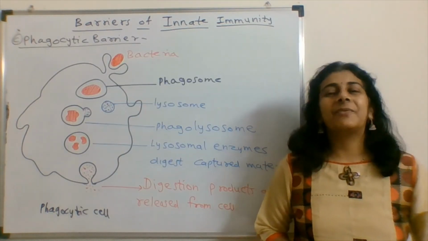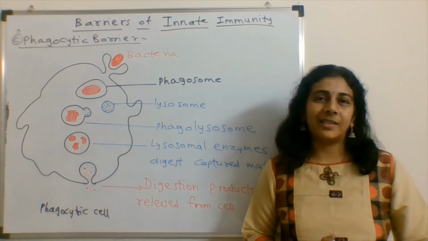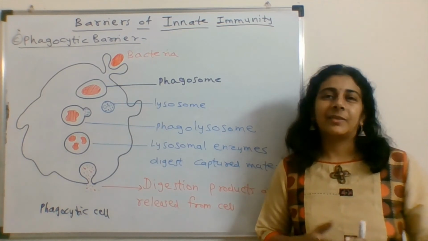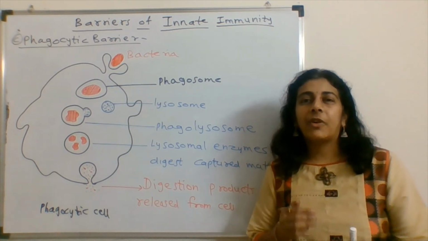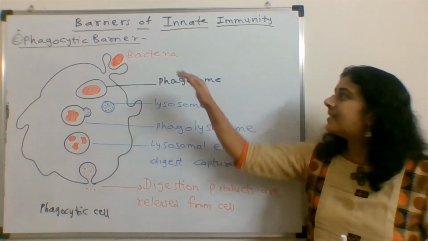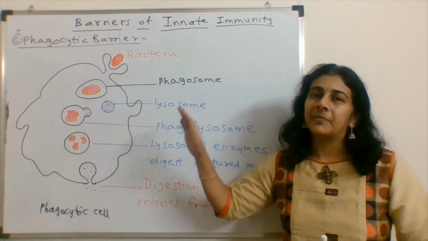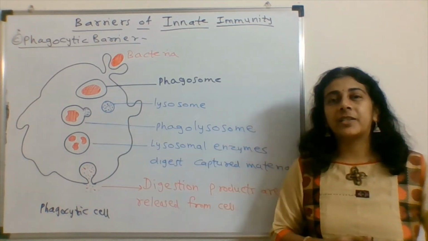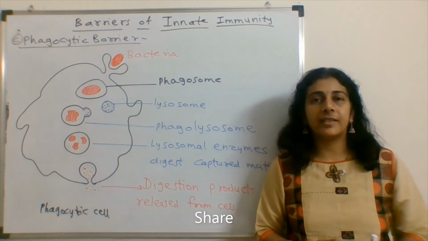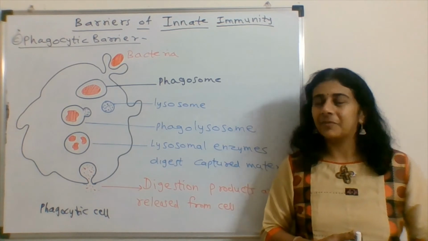Yes, the next one is the phagocytic barrier. Here the process of phagocytosis is included. What is phagocytosis? It is the process in which foreign material is engulfed by the cell. See here, this is a phagocytic cell I have drawn. Macrophages, neutrophils, sometimes B cells and dendritic cells act as phagocytic cells in our body.